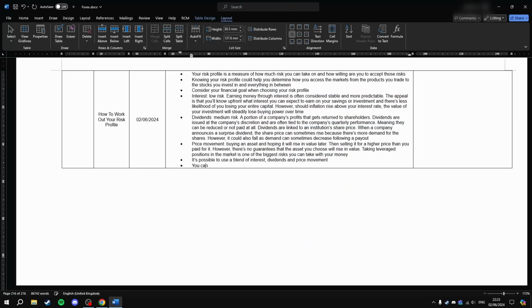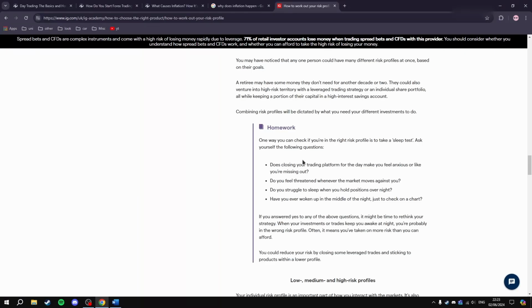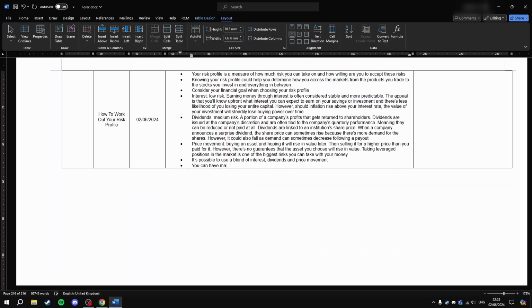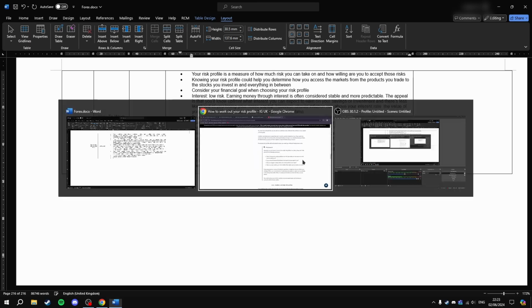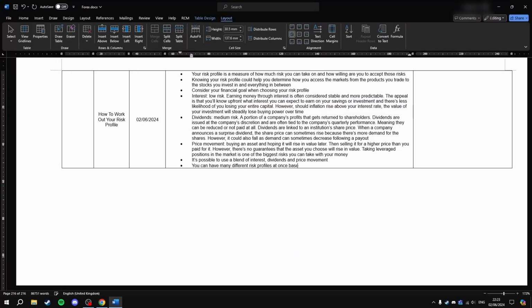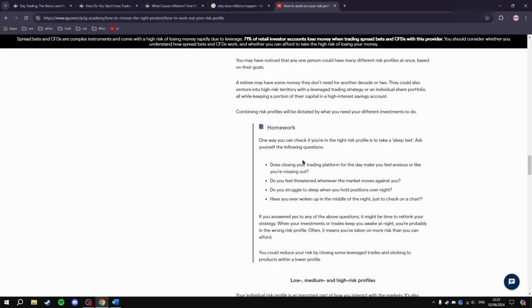So you can have many different risk profiles at once based on your goals. A retiree may have some money they don't need for another decade or two. They could also venture into high-risk territory with a leveraged trading strategy or in an individual share portfolio, all while keeping a portion of their capital in a high-interest savings account. Combining risk profiles will be dictated by what you need your different investments to do.